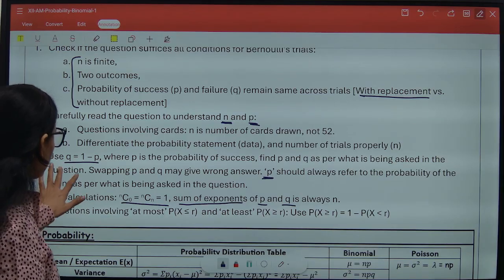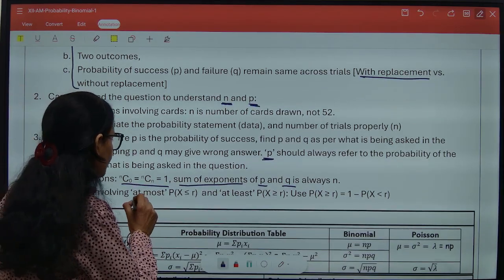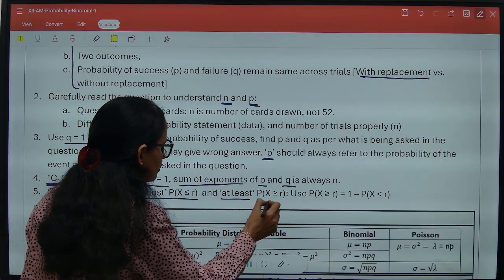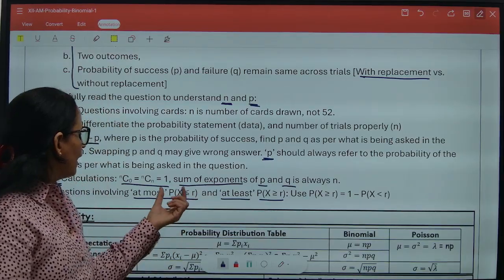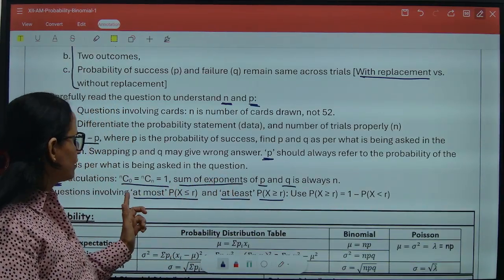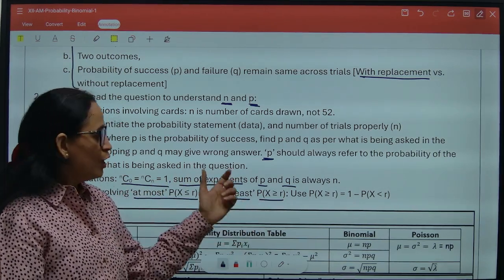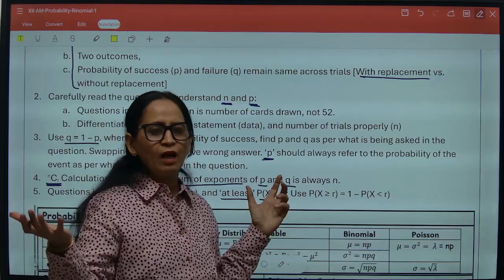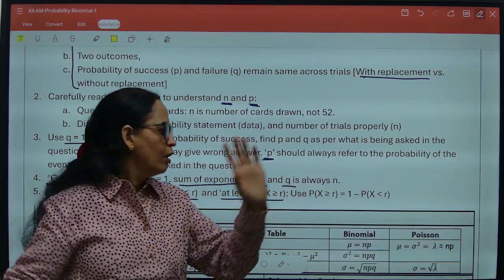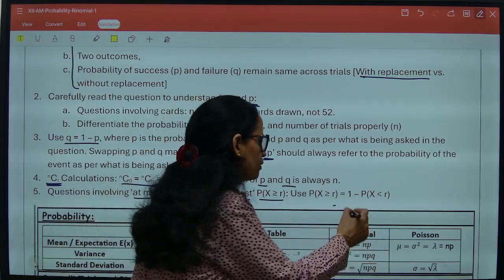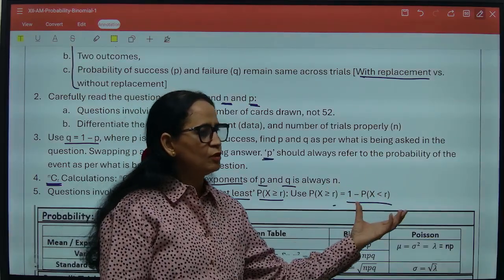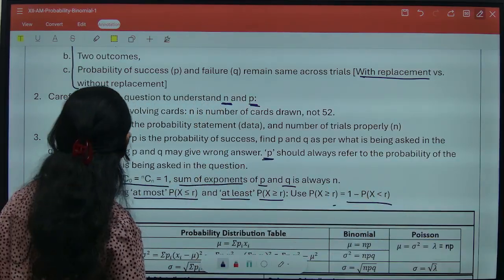Now the questions involving at most or at least. Understand what is being asked. X is less than or equal to r in case of at most, and greater than or equal to r in case of at least. For finding a value greater than r, if n is limited and we understand, we can go ahead till n, or we can use the opposite of that, that is 1 minus P(X less than r). So whichever is easier to calculate, use that approach.